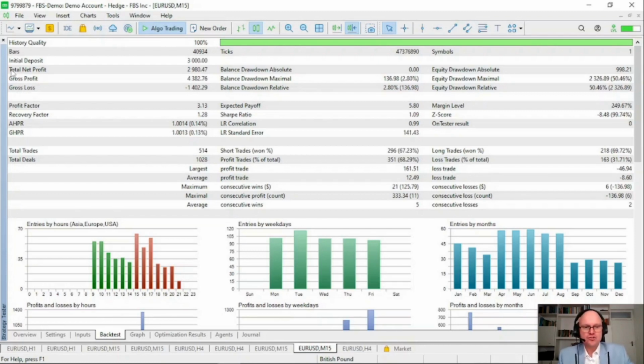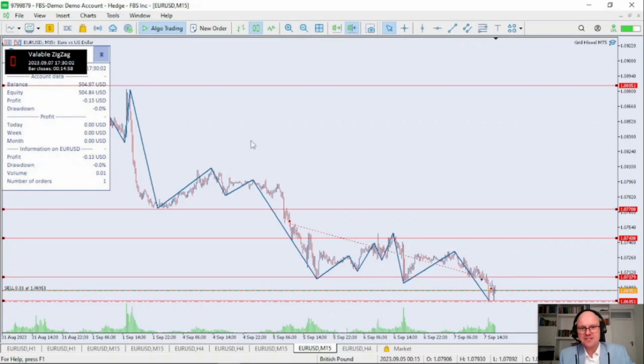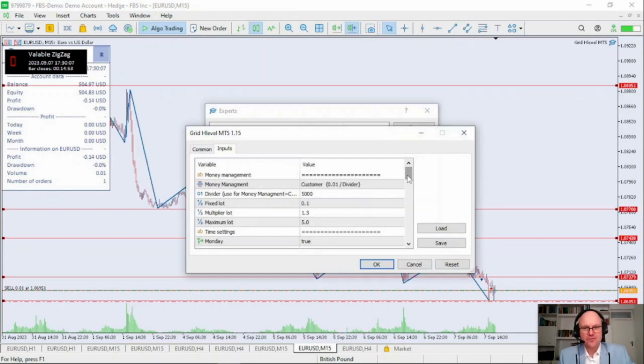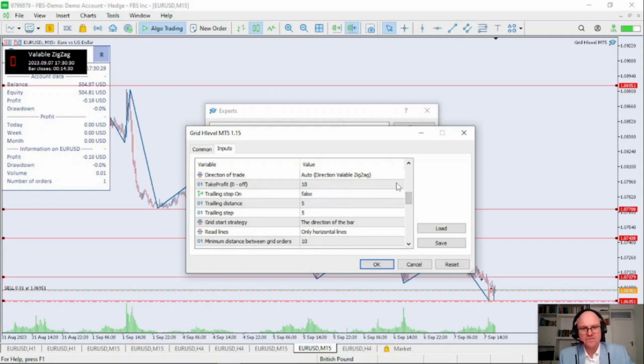So the idea behind trading it, or the recommended way to trade the expert advisor, is to determine the most accurate support and resistance zones on the chart, and then let the expert advisor trade from these levels. For the one that I am testing live, you'll see this one has a very small take profit of 10, as I'm experimenting with different grid start strategies. For this one, I'm using the direction of the bar, which is also a conservative way of entering, and it only reads the horizontal lines on the chart.